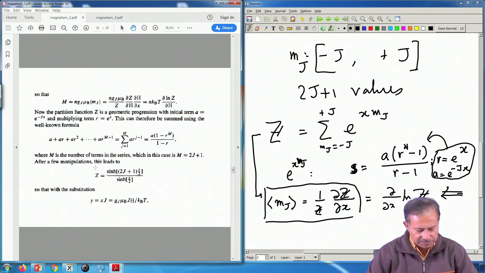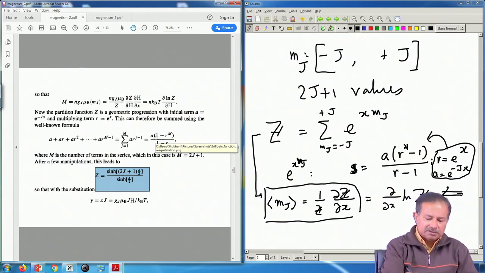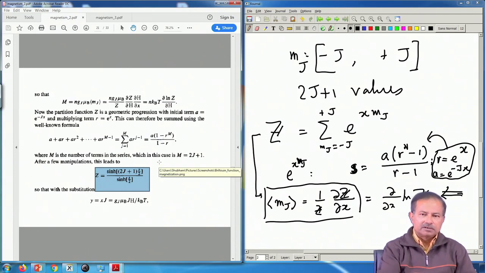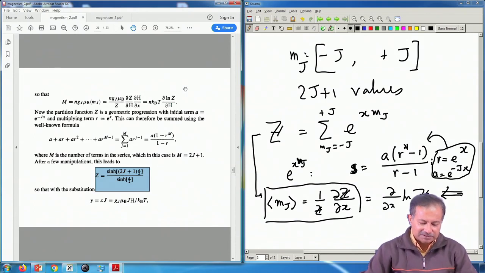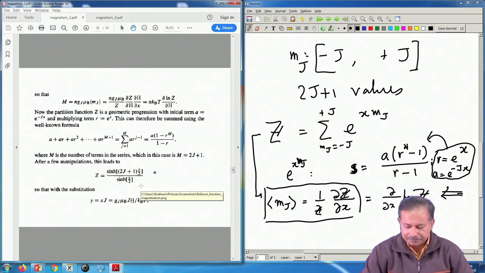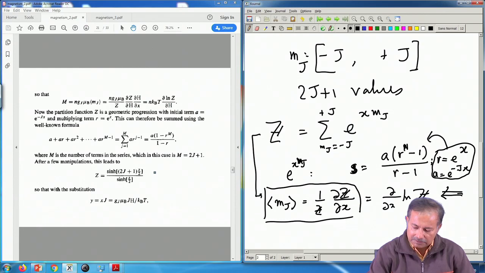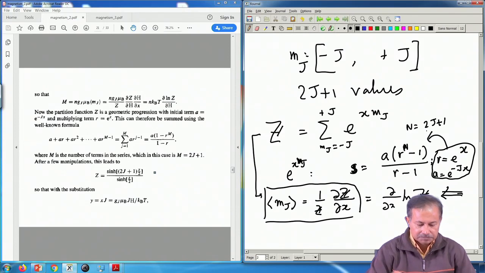So now Z, the formula is given here, this is what you will land up with. You have to take some common factors, and they will cancel from numerator and denominator. The algebra is fairly straightforward, and the net result is what you will land up with. Here n equals 2j plus 1.